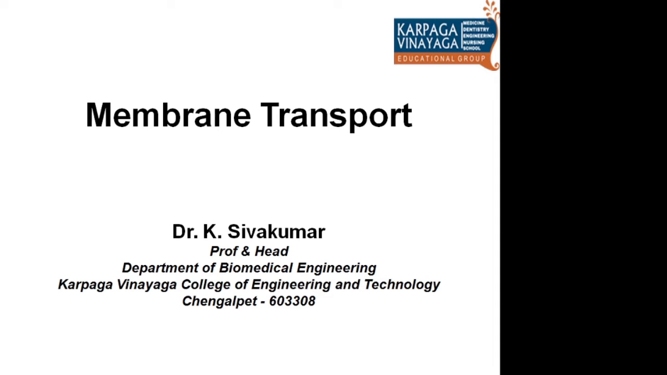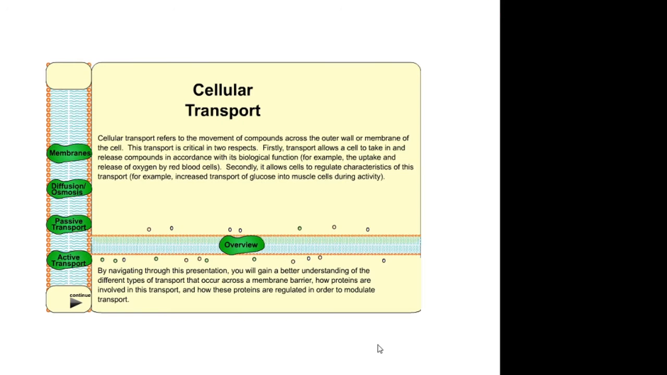Today we are going to see about membrane transport. Cellular transport refers to the movement of a compound across the outer wall of the membrane of the cell. The transport is critical in two respects. The first one is that transport allows a cell to take in and release compounds in accordance with its biological function. The second one is that it allows cells to regulate characteristics of the transport.